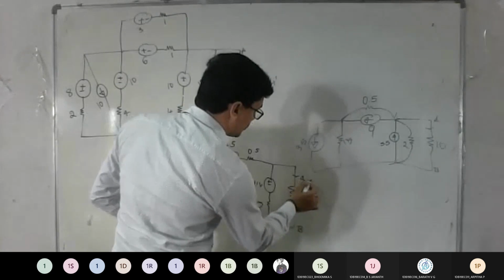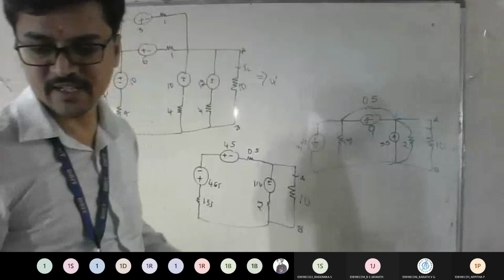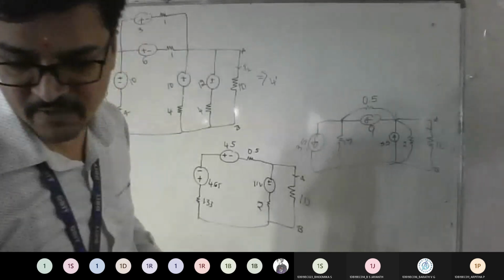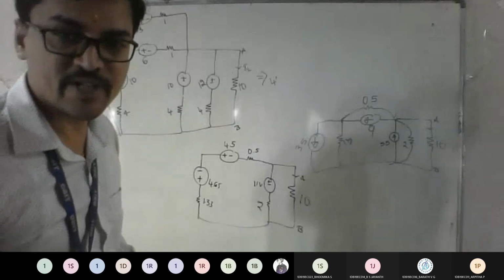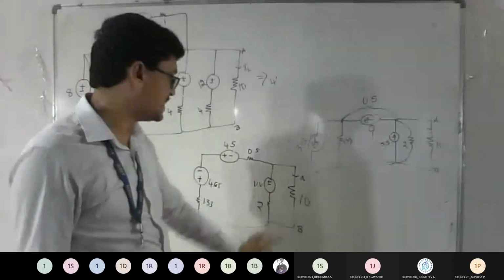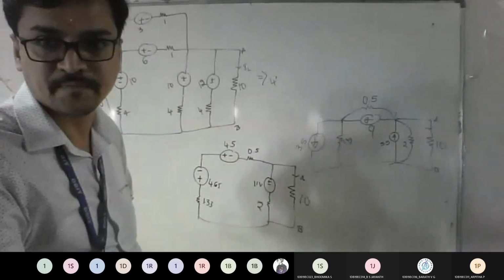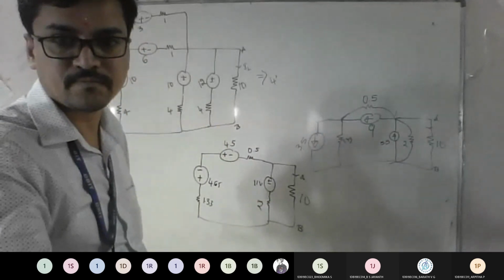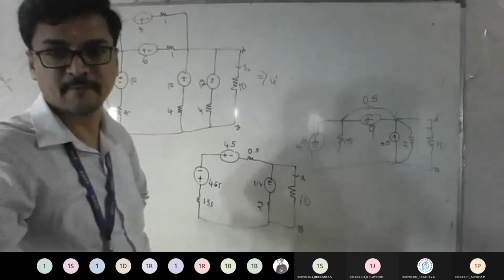So the logic is, you need to apply whichever method you want. After this, see, we have reduced it. How many meshes did we have earlier? 6 meshes, right? So from 6 meshes, we reduced it to 2 meshes, such that we can find the current across 10 ohm easily. So what can be done after this now?